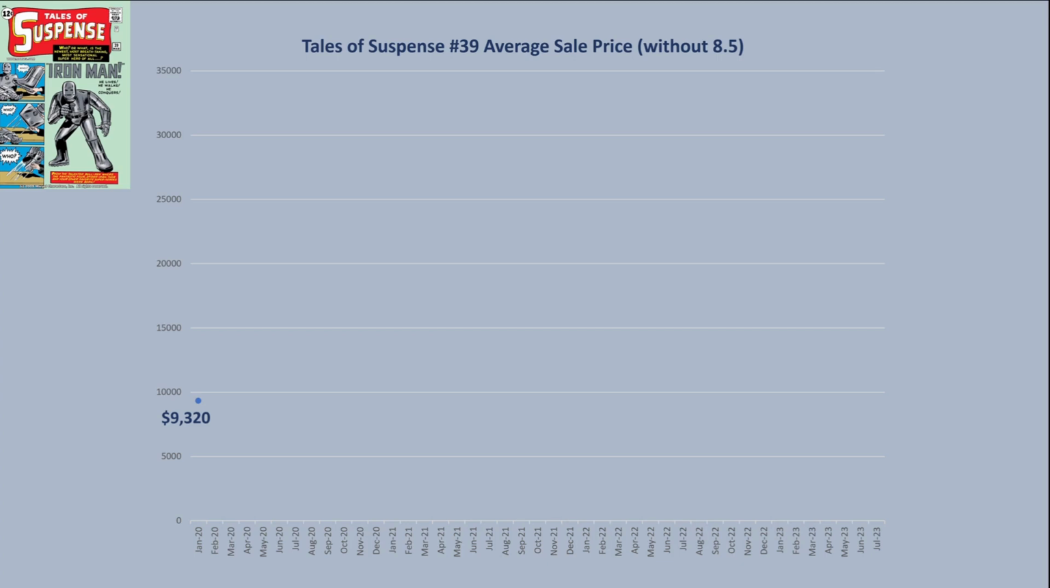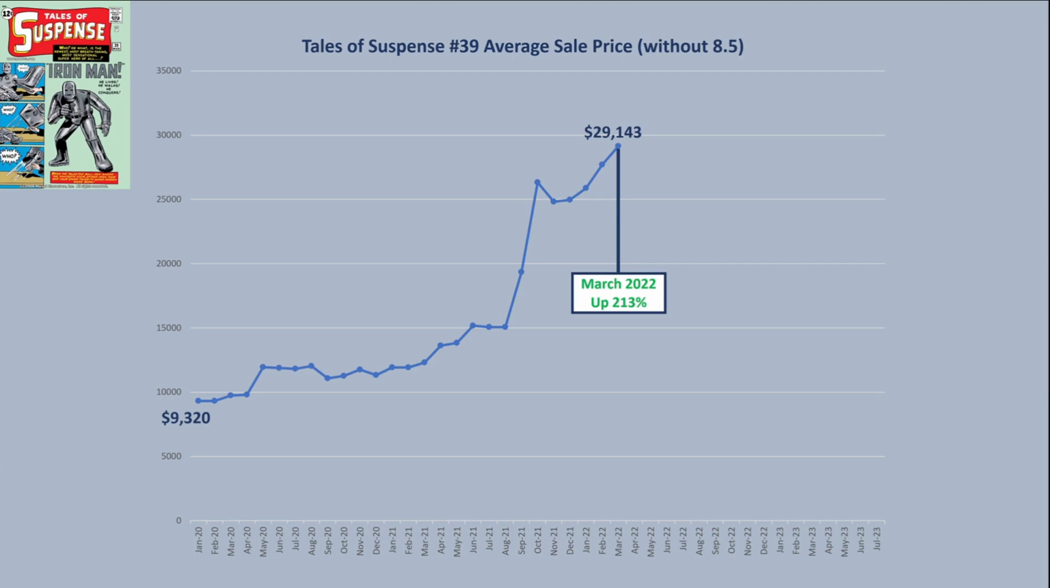But remember, this is everything from a 1.8 to an 8.0, so there are 9 different grades in there that we're using in this data as opposed to 10 that we had on the other chart because we were including the 8.5. So what happens? Let's cut to the chase. We know it gets to a high point. Same month, March of 2022, goes up to $29,000, again, up over 200%.